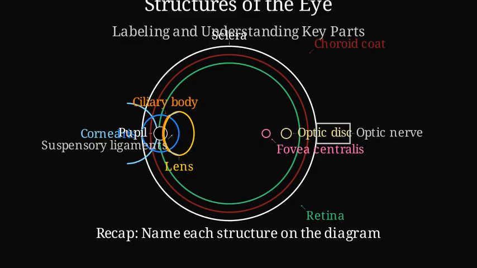At the back, the optic disc is the blind spot, the fovea centralis gives sharp vision, and the optic nerve sends signals to the brain. If you can name each part on the diagram, you have mastered the basics.